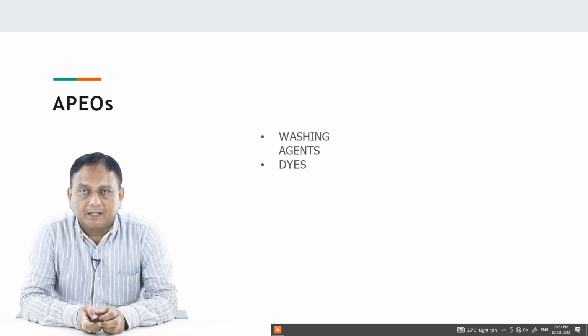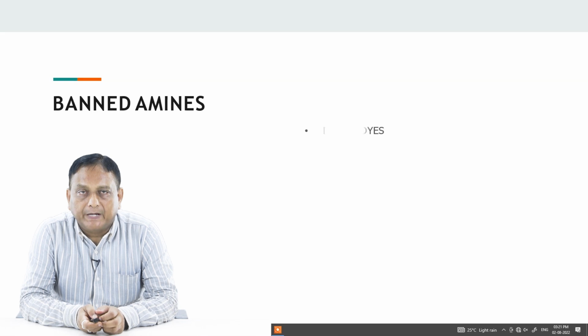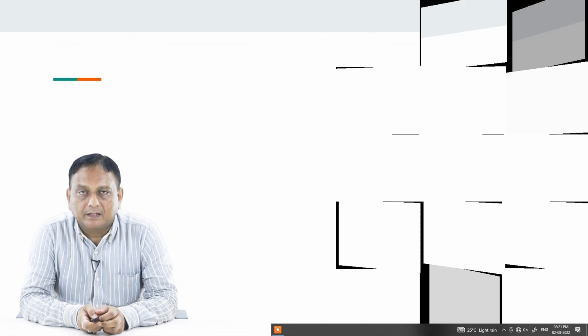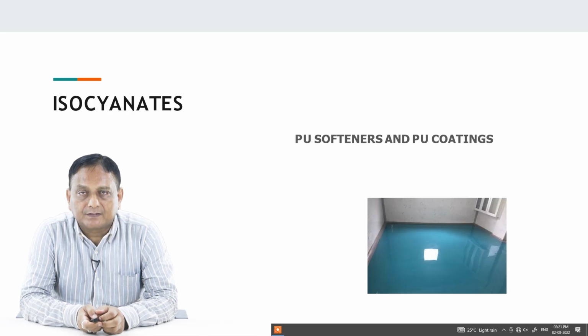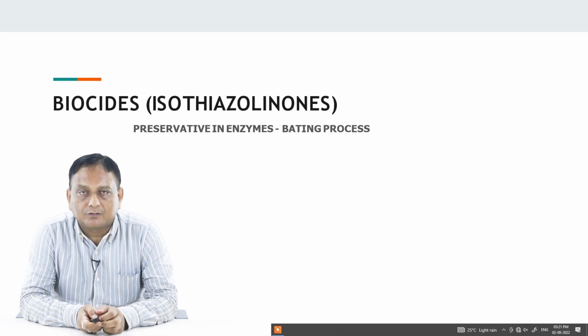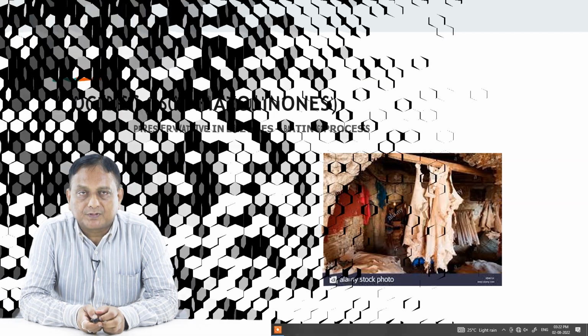APEOs, of course, as in the dyeing and printing unit, washing agents and dyes are also used for the leather processing industry. So banned amines also need to be seen, in direct dye, azo dye, acid dyes, pigments, etc., where the banned amines in the leather processing unit can also be found. Isocyanates are also found in the softeners and the coatings, as we have seen in the dyeing and printing units. Biocides are also found in the preservation of enzymes in the batting process, in the enzyme batting process, for preservation of enzymes in the leather processing.